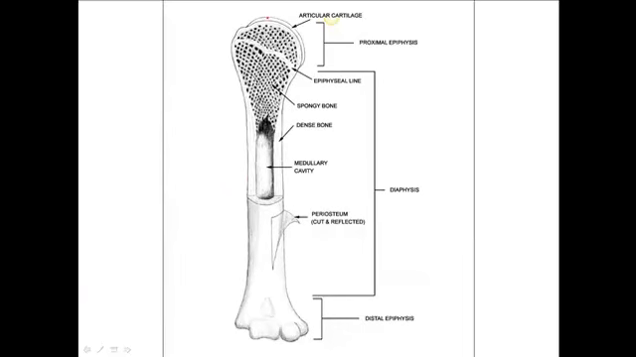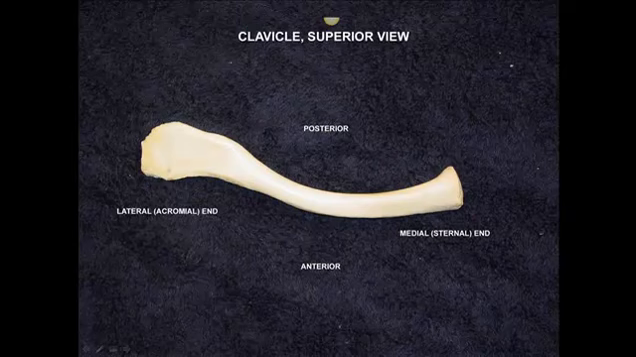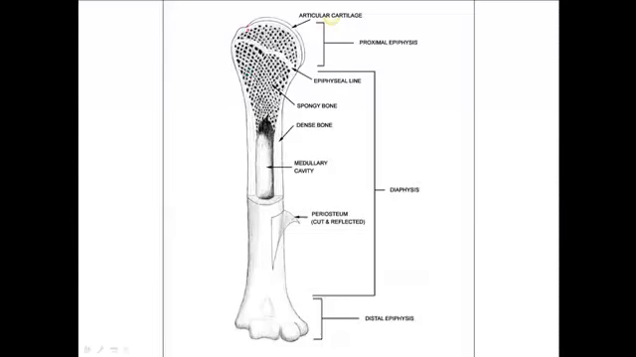So at the ends of the long bones, we have articular cartilage. That is one of our connective tissues. And bone is also connective tissue. Articular cartilage is for smooth joint movement. The ends of the bones, right, are epiphyses. Epiphysis. This is the distal epiphysis, so it's farther away from the shoulder.